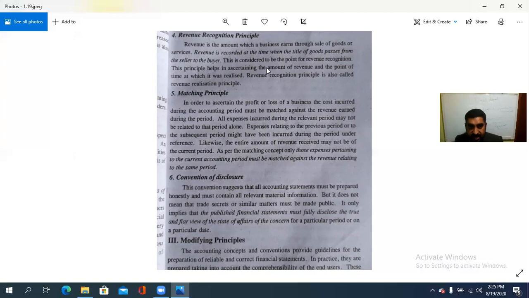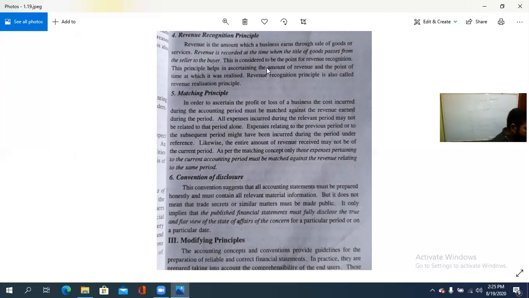All the expenses incurred during the relevant period may not be related to that period alone. Expenses relating to the previous period or to the subsequent period might have been incurred during the period under reference also. മുൻകാലത്തെ ഇതും ചിലപ്പോൾ കൺസിഡർ ചെയ്തിരിക്കും. Therefore, the entire amount of revenue received may not be of the current period. ഇപ്പോഴത്തെ ആയിരിക്കുകയില്ല. As per the matching concept, only those expenses pertaining to the current accounting period must be matched against the revenue relating to the same period.